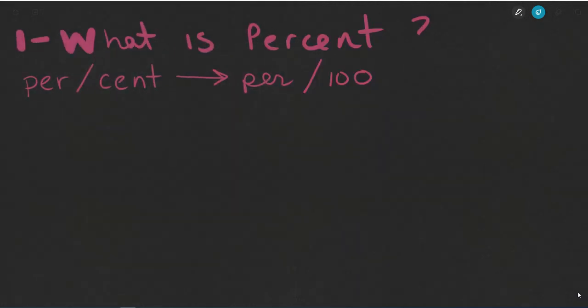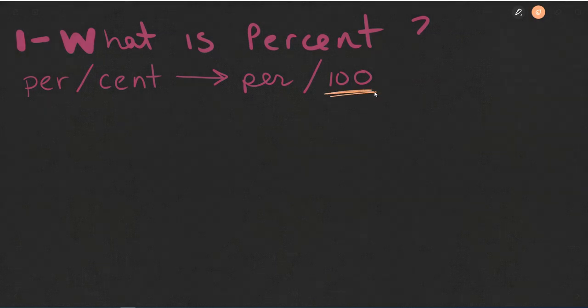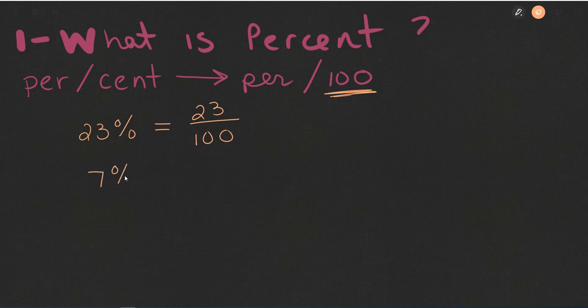So to start with, let's talk for just a minute about what a percent is. The name gives it away, per cent, per 100. So if you have a 23%, that's the same as 23 per 100. If you have a 7%, then 7 per 100 would look like this.